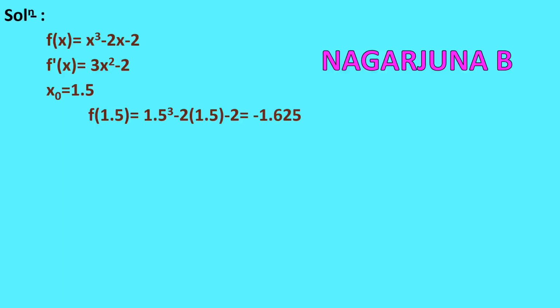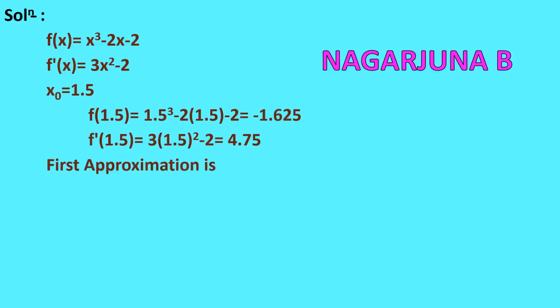Next, f'(1.5), we get by substituting 1.5 in the f'(x) equation. That is, f'(1.5) = 3 × 1.5^2 - 2 = 4.75.